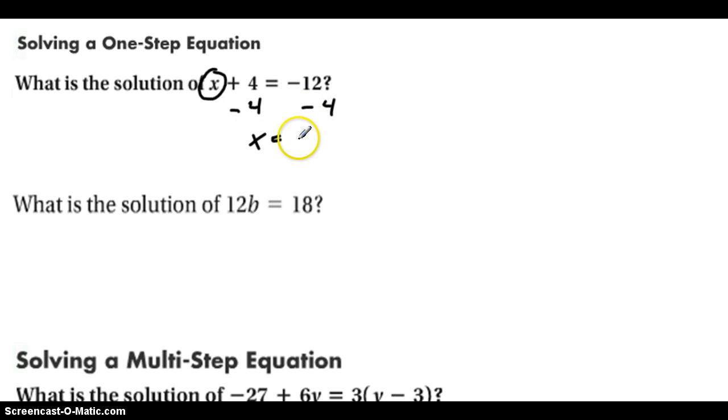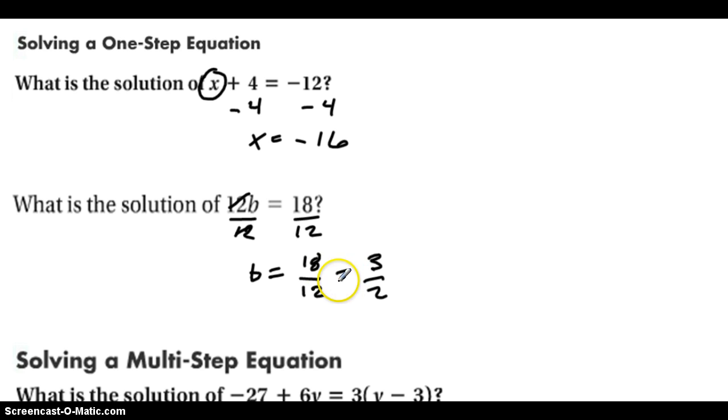And that's going to be negative 12 minus another 4, negative 16. Same thing here. Do the opposite operation. The opposite of multiplication is division. Twelve goes into 12 once, so simplify to 1. And we're going to have b equals 18 twelfths. Yes, I want you to reduce your fractions. So simplify this by how many times 6 goes in here? It's going to be 3 and 2. And that's how I want these simplified fractions to look.